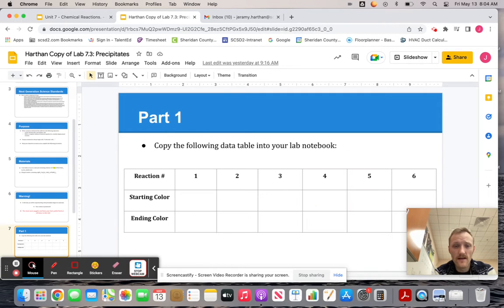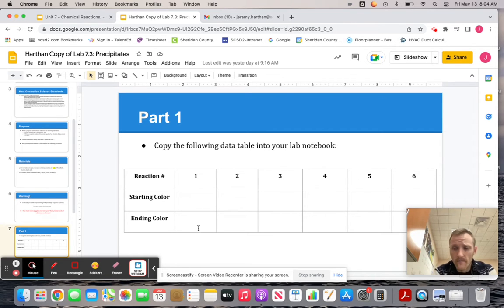Then when we look at our data table, we're going to have our 6 reactions. I basically want you to note, what was the starting color? What did we see? Was it transparent? Was it clear? Was it orange? Was it blue? And then after we do the reaction, what happens to that color?